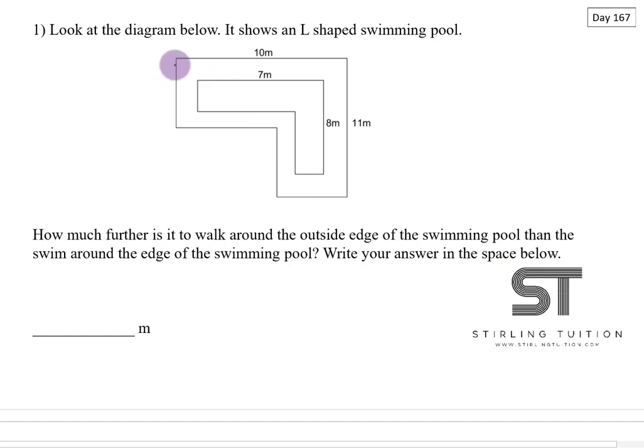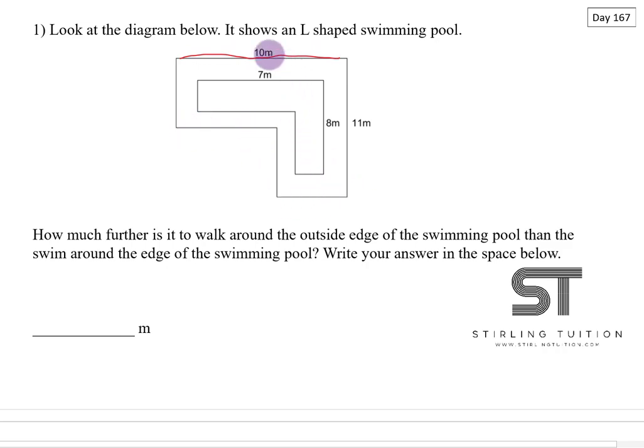So what we've got here is the outside of the swimming pool here, and then the inside of the swimming pool here. So we need to find the perimeter of the outside, and then we need to find the perimeter of the inside. Now, at first glance, this might look like a tricky one in that you know that this is 10 going all the way across here, but then we don't know what either one of these is.